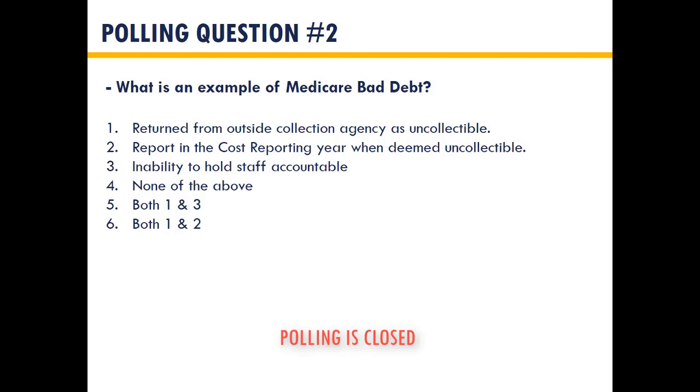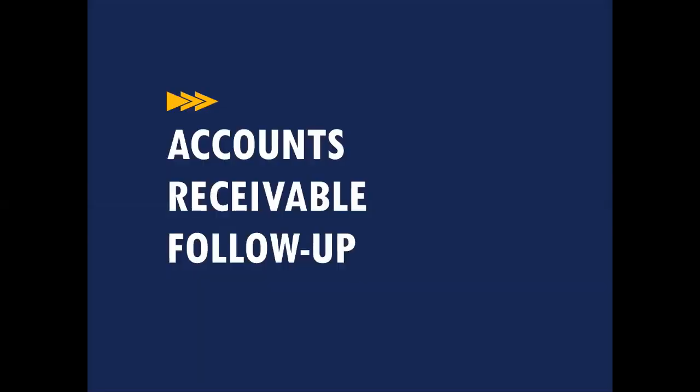What is an example of Medicare bad debt? Okay, yep, both 1 and 2. It has to be returned from the collection agency and reported in the year that it is deemed uncollectible. Having to make an administrative adjustment due to untimely filing or not appealing a denial on a Medicare claim is a staff procedural issue, and it's not reportable as bad debt.